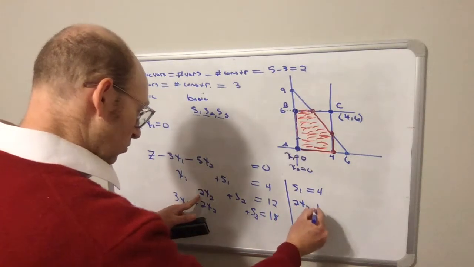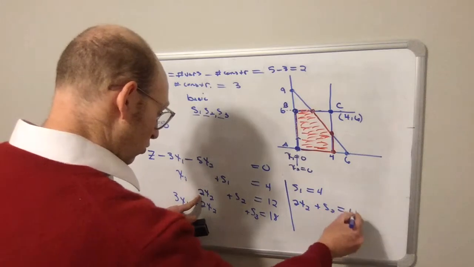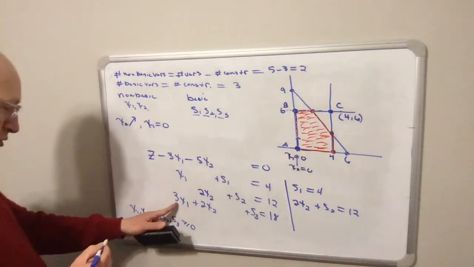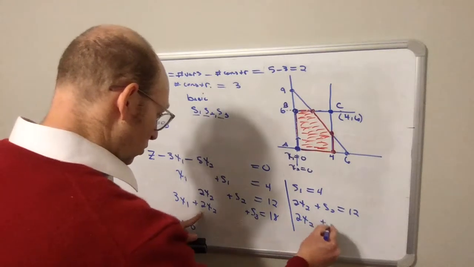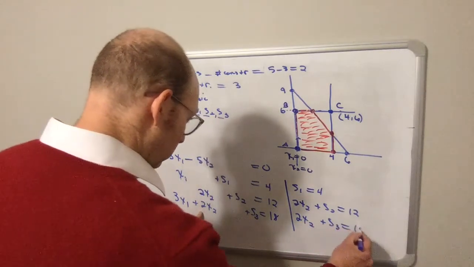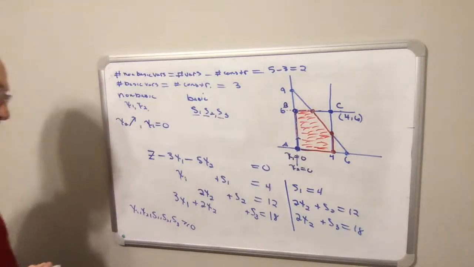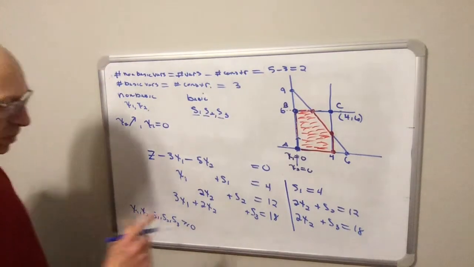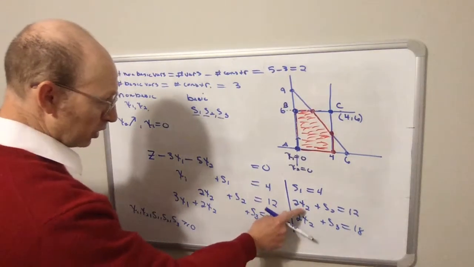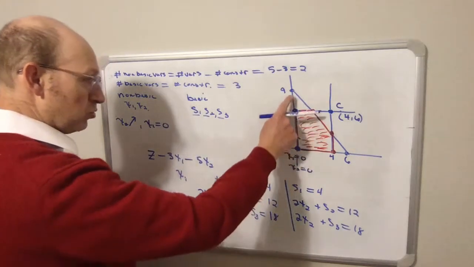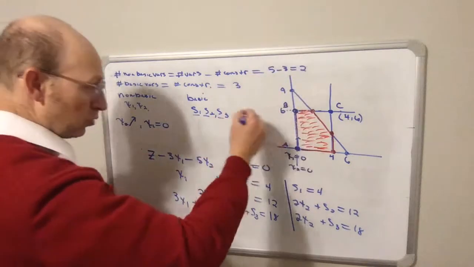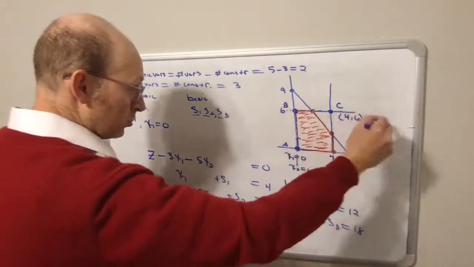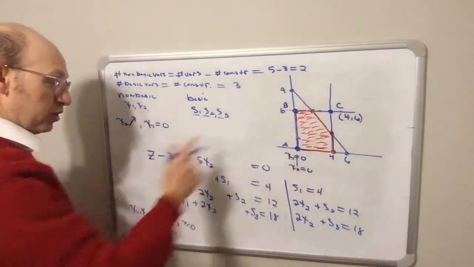2x2 plus S2 is equal to 12. x1 is 0, so we have 2x2 plus S3 is equal to 18. Now the question is, we want to make x2 as big as possible, because the bigger we make x2, the bigger z will be. We want to go up to infinity if we could, but we're going to hit a brick wall, and we know where the answer is right there.